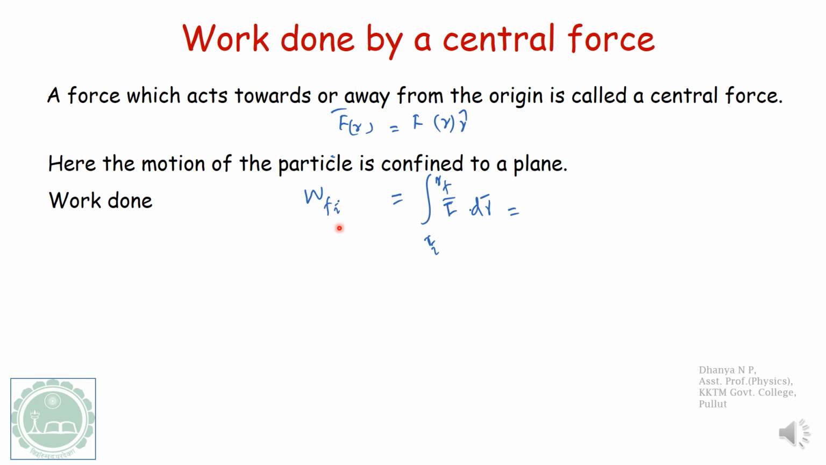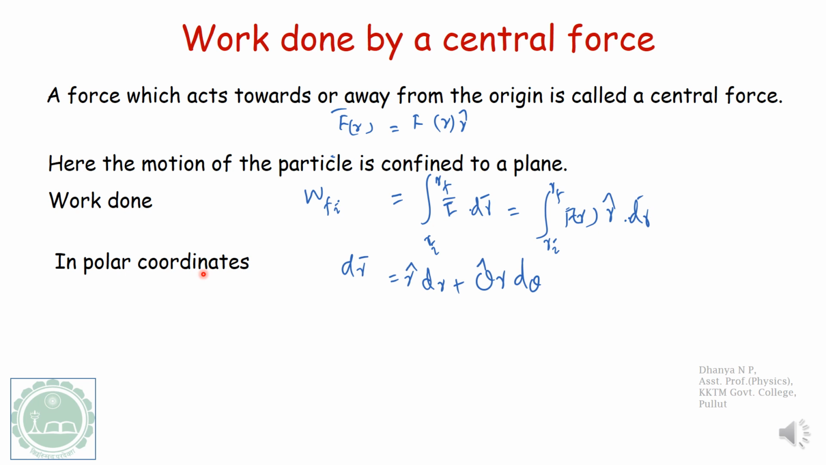Then the work done W_FI is equal to the integral from Ri to Rf of F dot dr, which can be written with F replaced by f of r into unit vector r. That is, the integral from Ri to Rf of f of r r-cap dot dr. And we can write this in terms of polar coordinates. That is, dr is equal to unit vector r dr plus unit vector theta r d theta. These are the polar coordinates of dr. Therefore W_FI can be written as the integral from Ri to Rf of f of r into unit vector r, and in place of dr we are writing r-cap dr plus theta-cap r d theta.